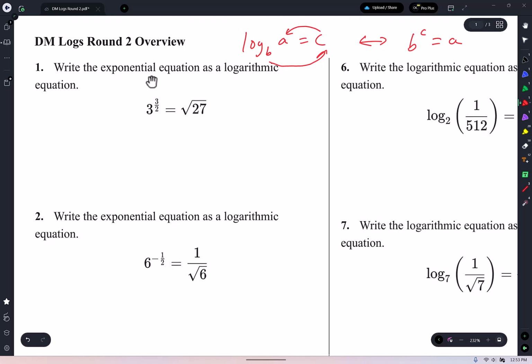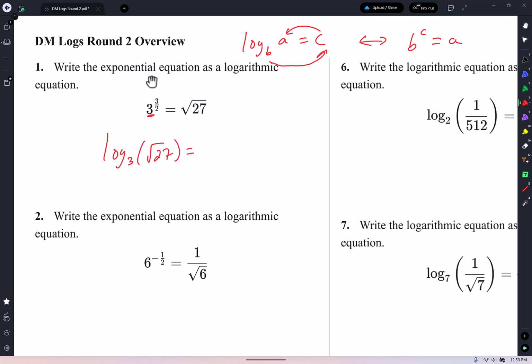All right, so question number one. Write the exponential equation as a logarithmic equation. All right, guys, so this is my base. And so I'm going to write log base 3 of square root of 27 equals 3 halves. And that's it. See? I just did this property up here. So 3 to the power 3 halves equals the argument. So 3 to the power 3 halves equals the square root of 27. See, I just went backwards.